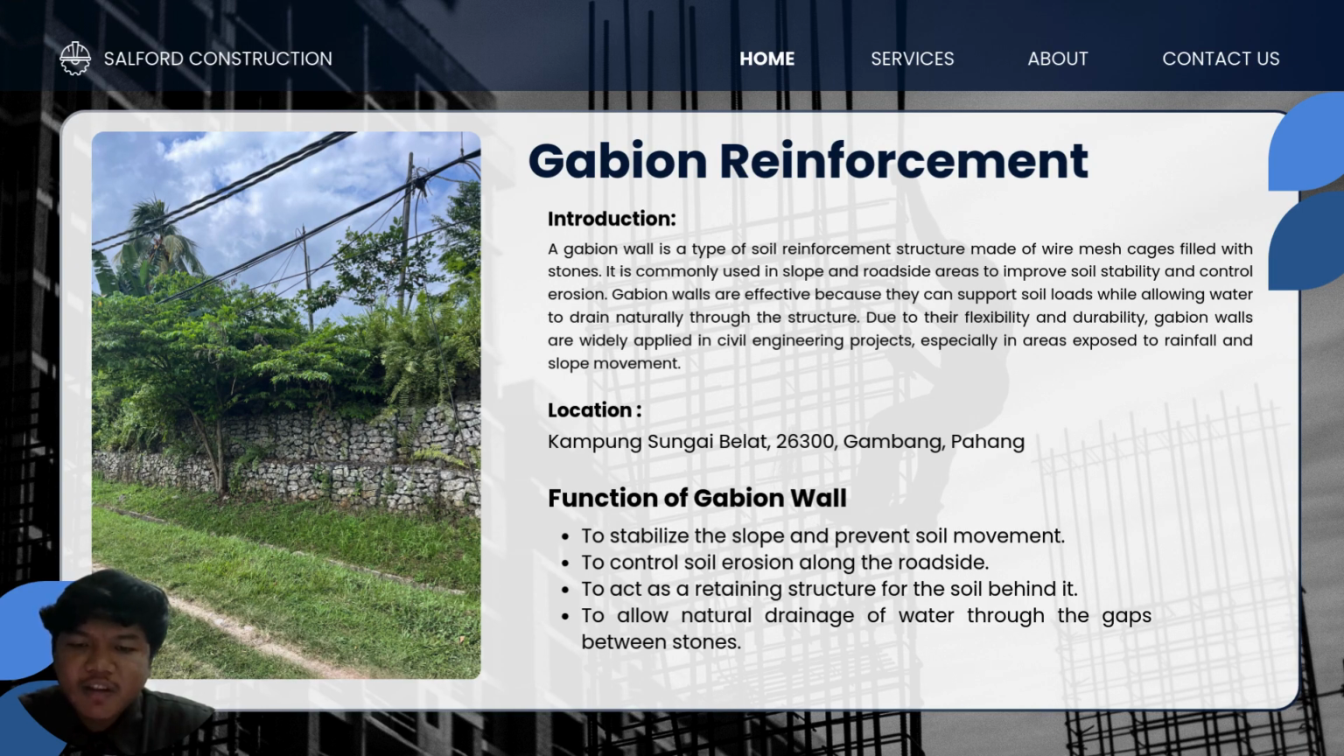The gabion wall is located in Kampung Sungai Belat, Gambang, Pahang. It is built along a roadside slope with surrounding vegetation. The structure helps to support the soil at this location. The function of the gabion wall is to stabilize the slope and prevent soil movement, to control soil erosion along the roadside, to retain the soil behind the wall, and to allow water to drain naturally through the stone.